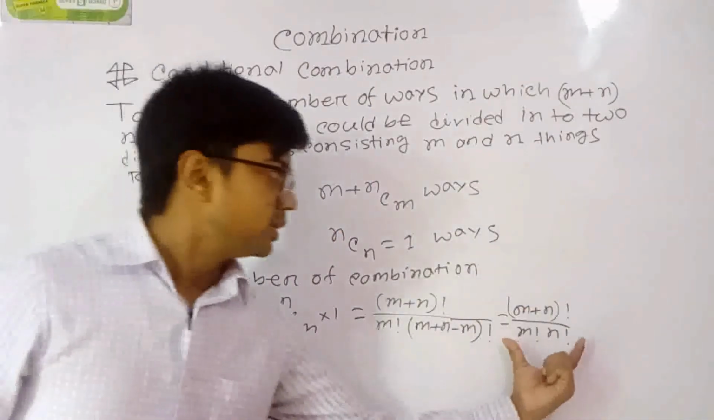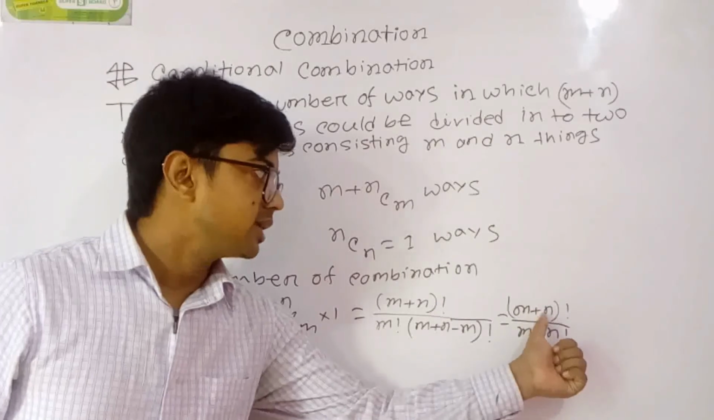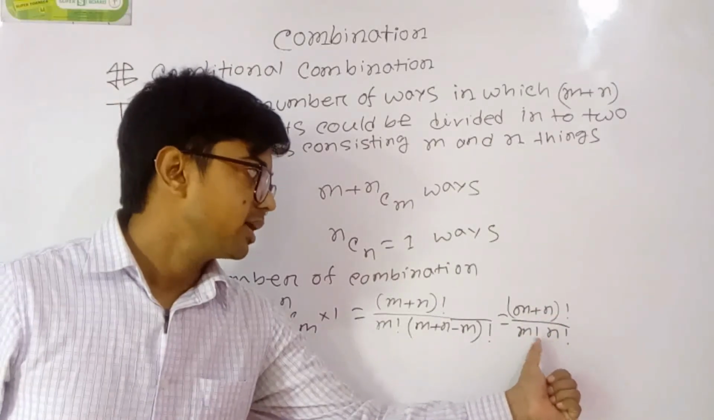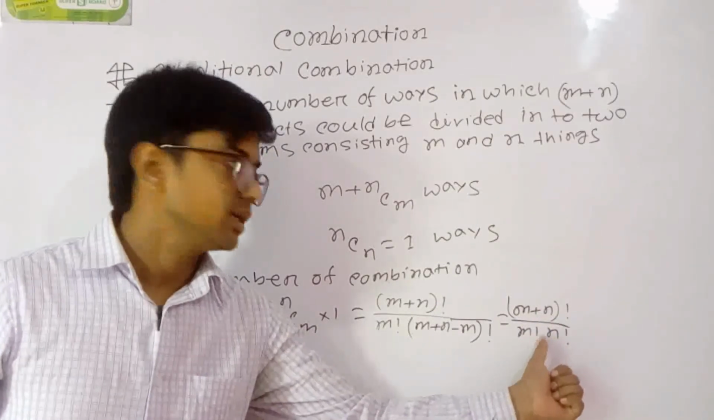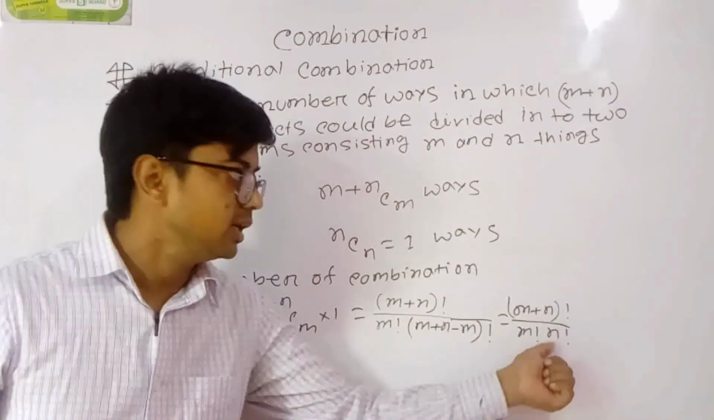So factorial (m plus n) divided by factorial m into factorial n is one kind of formula.